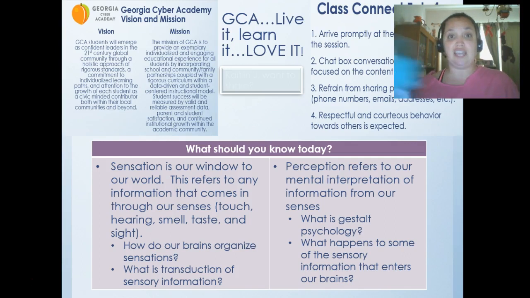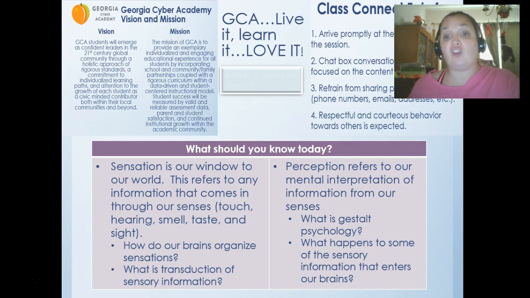For example, if I take a sip of my water, I know I drank water, I know how it tastes, I know how it feels, but it's not like that water actually goes up to my brain. How does my brain receive that information? So that's what transduction is going to help us know.